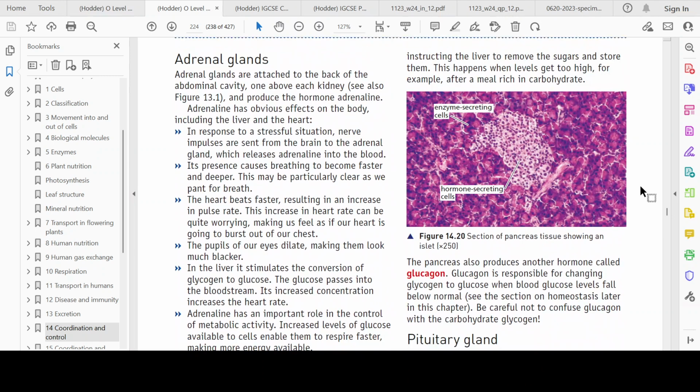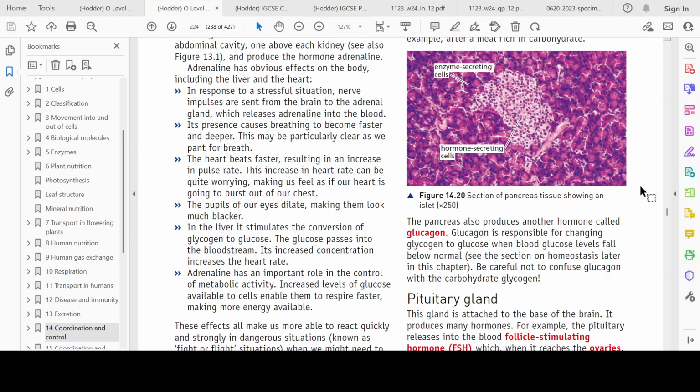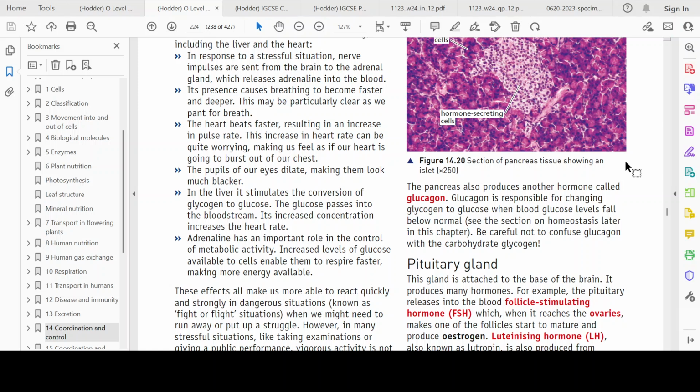Now with that, they are discussing a few glands and hormones over here. First of all, you've got the adrenal glands. They are attached to the kidney, right above the kidney, and they have obvious effects on the body, including the liver and heart. So they've outlined those over here. In response to a stressful situation, nerve impulses are sent to the brain, from the brain to the adrenal gland, which releases adrenaline. So that's the name of the hormone, adrenaline, into the blood.